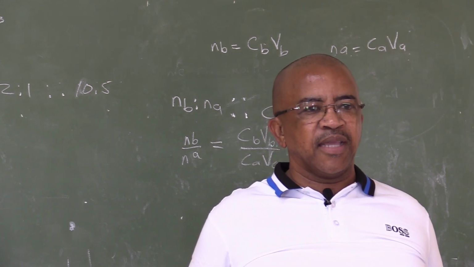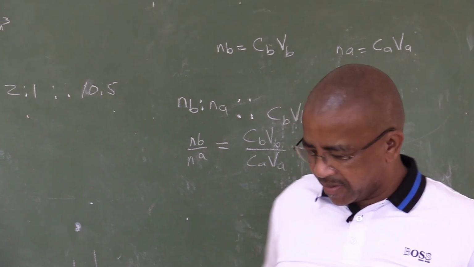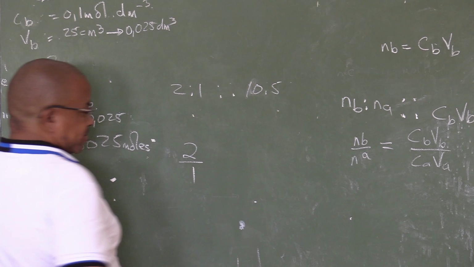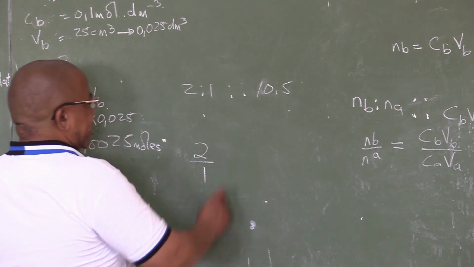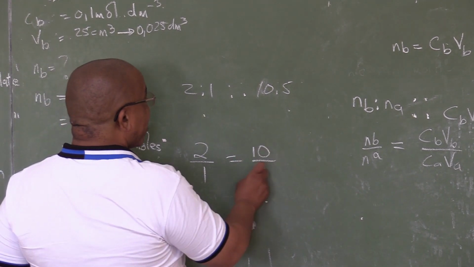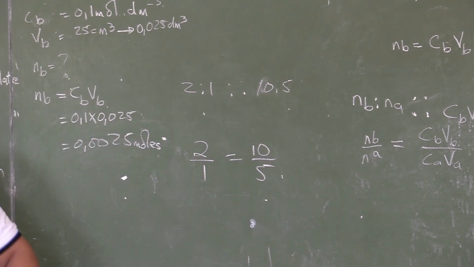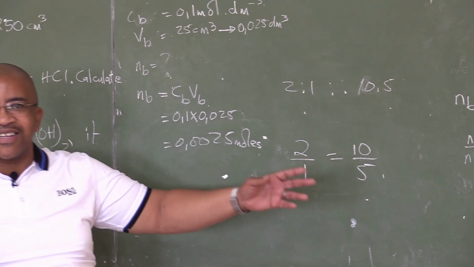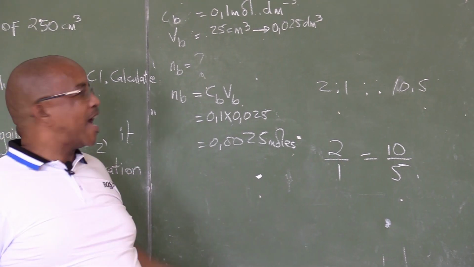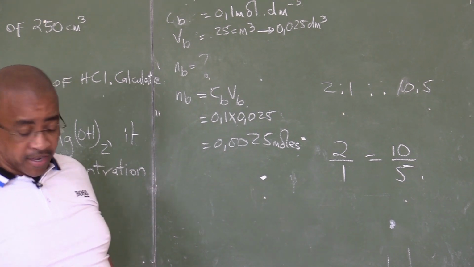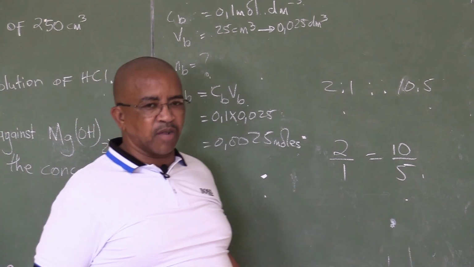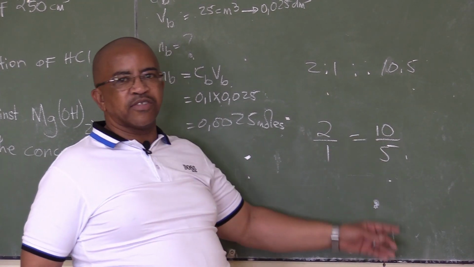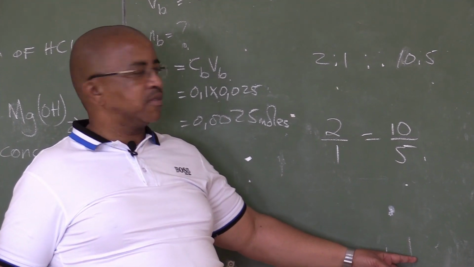2:1 is as 10:5. Asibone ku equation. 2/1, 2:1 is as 10/5. Akunjalo na? Injalo. 2:1 is as 10:5. 2/1, 10/5, 5 is 2, 10/5.